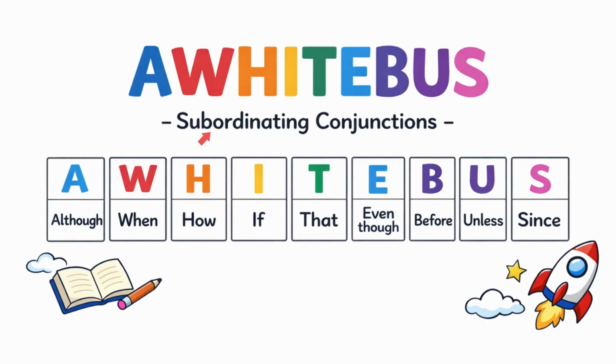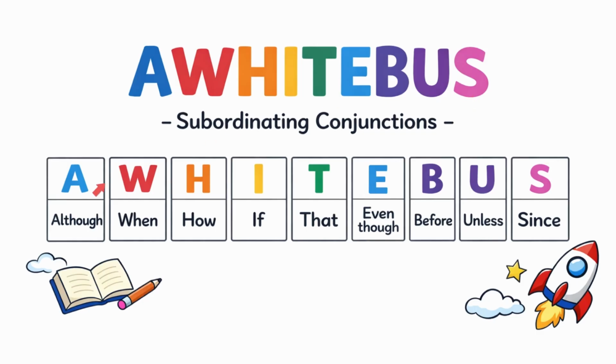So, subordinating conjunctions. And again, we're not really going to dive too much into the teaching of subordinating conjunctions. We're just going to look at how we can tackle these SATs questions and how we can best remember them. Now, I know a lot of you will already remember or be familiar with this acronym. With coordinating conjunctions, we had FANBOYS, but a really common way to remember subordinating conjunctions is A WHITE BUS.